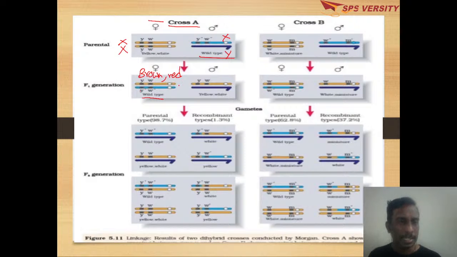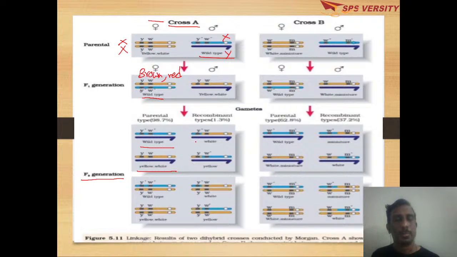Now, in the next stage, in the F1 generation, the brown bodied red eyed female is crossed with the yellow body white eyed male. Then they got the F2 generation. In this F2 generation, if you observe carefully, the first four are males. In these males, one is wild type. Wild type means brown bodied red eyes. Another one is yellow body white eyes.